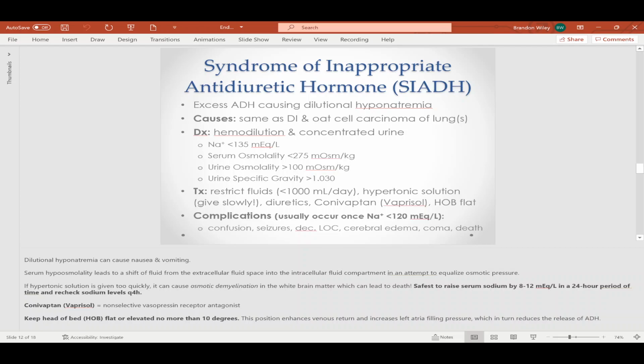They have to lie flat, so it helps with their venous return. When you're laying flat, it helps with your venous return, and it helps to decrease ADH release. Sorry, I said that wrong. It helps to decrease ADH release. Okay, now do you understand?